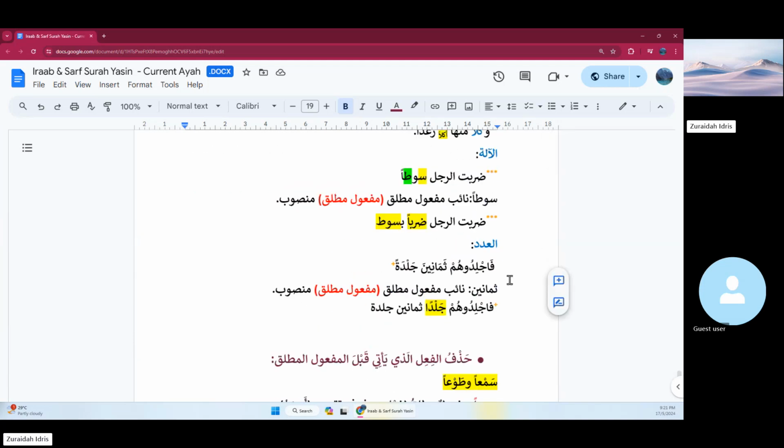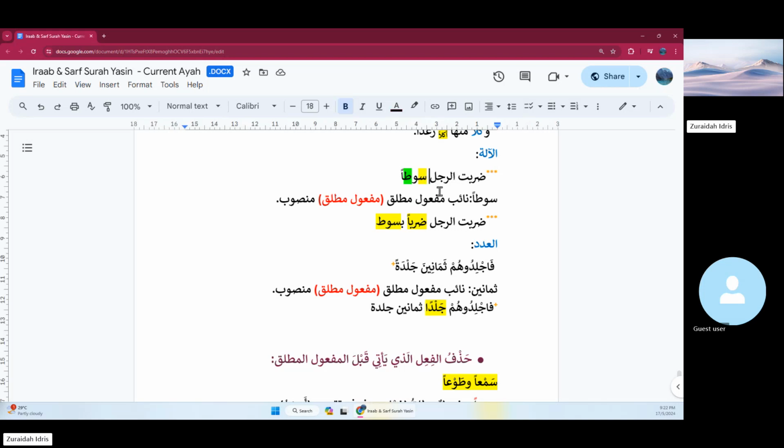Then we go on to this one. This is very, very rare. Al-ala is a tool, a pekakas. Darabtu, and what is the harakah here? Mansub. So I would say darabtu ar-rijalan. Ar-rujulan.